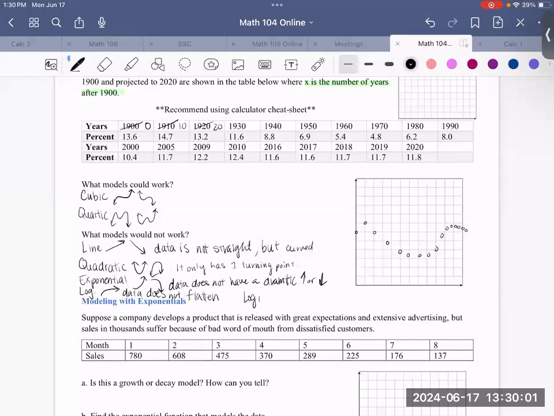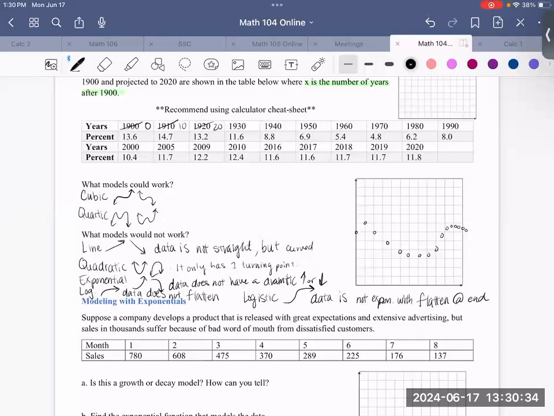Versus logistic. Students always forget about logistic. This is the one that looks like an S. Data is not exponential with flatten at the end. So give some kind of explanation, however brief, okay, just give a small explanation as to why some of these won't work.